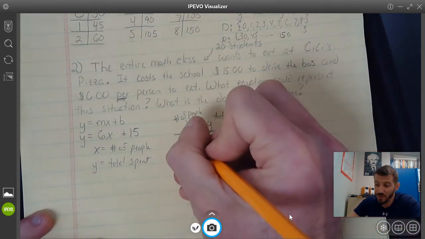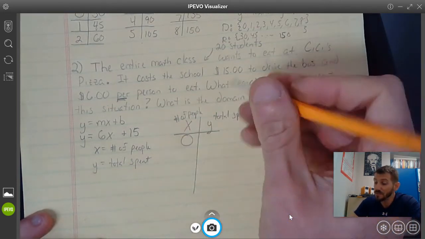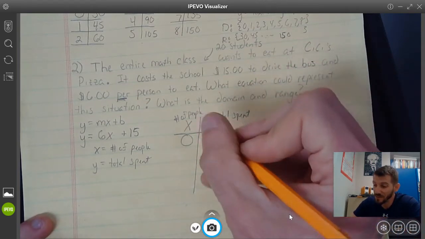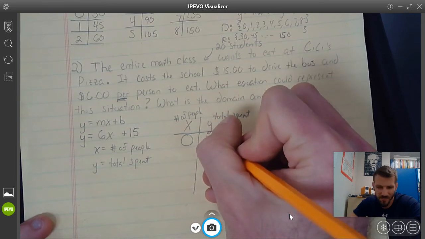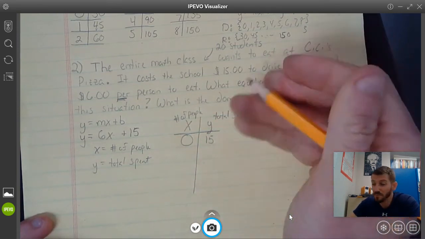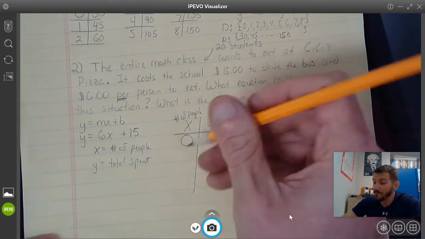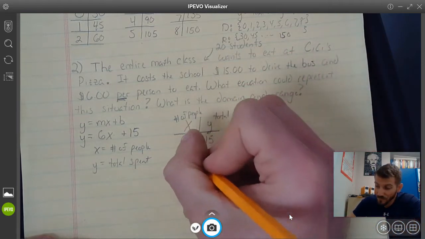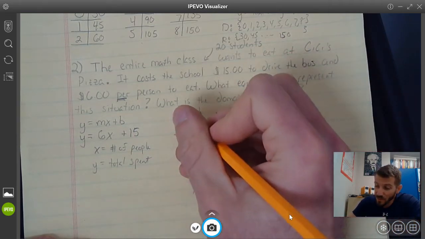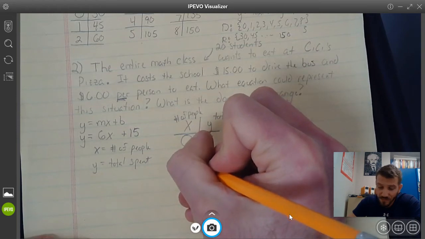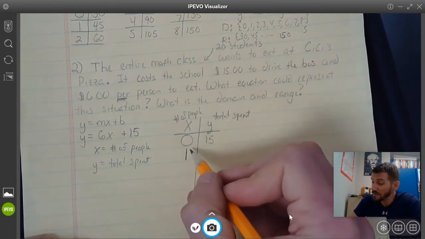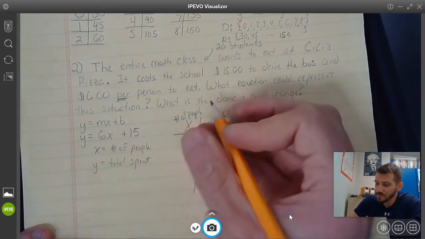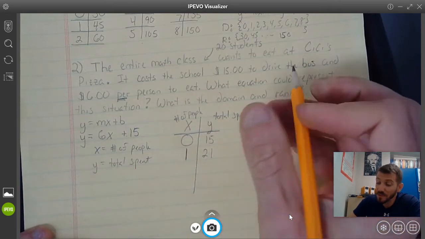Theoretically, we could have no students go, and all you have is the poor bus driver. So if nobody goes to eat, how much would it cost? Well, it would cost you $15 to drive the bus there. I don't know why they drive the bus there without people in it, but it happens. All right, maybe the bus driver was hungry. So the smallest amount you could have is 0 people on the bus, minus the driver. Next, if you had one person on the bus that wanted to go eat, then that would be 6 times 1, which is 6, plus 15, which gives us 21.